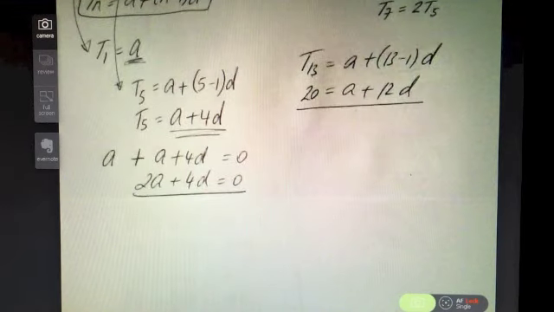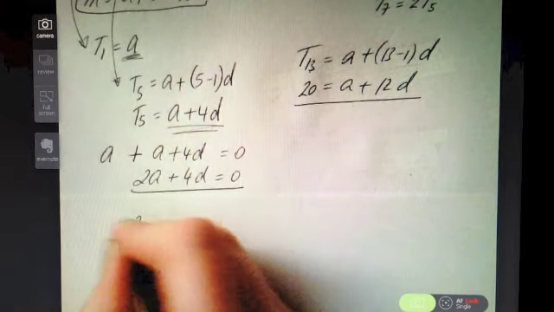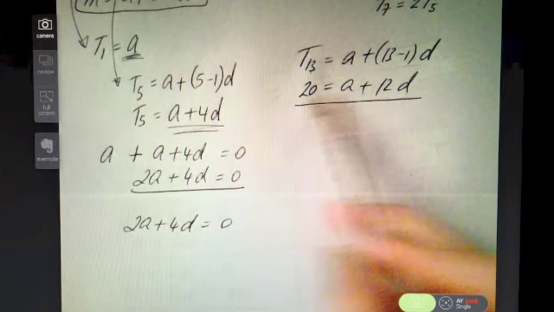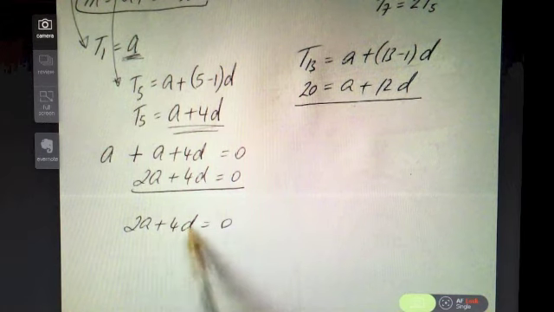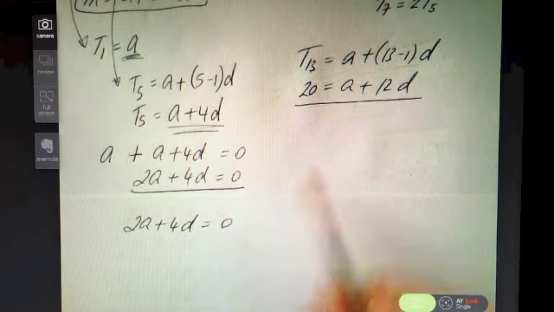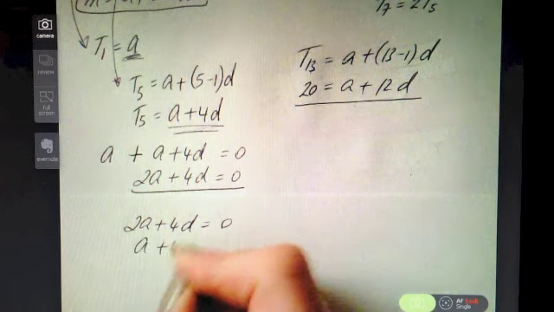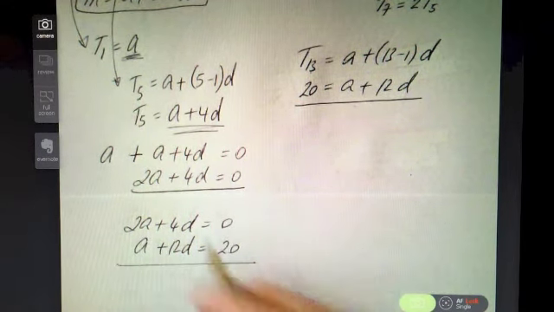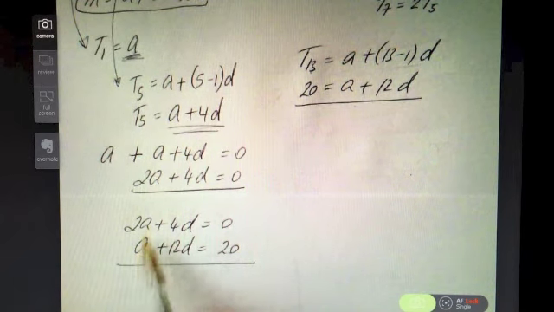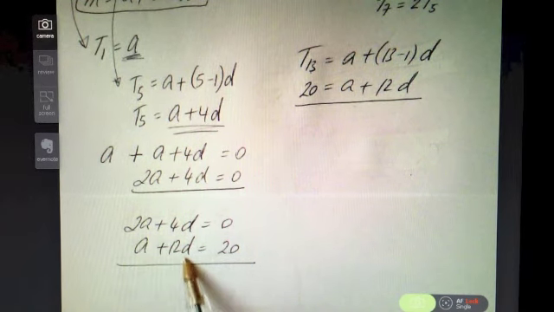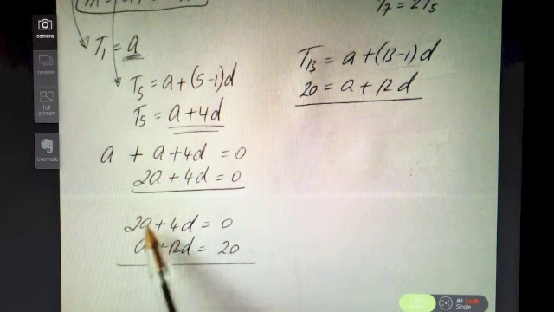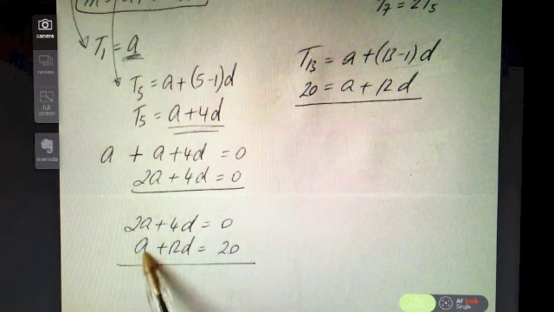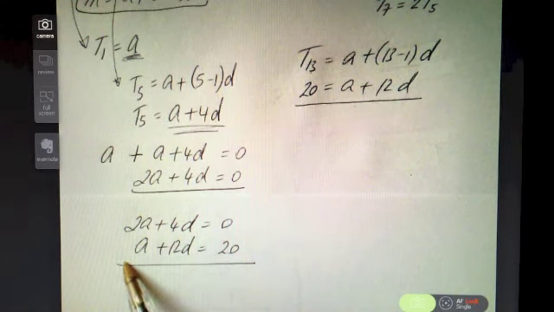So I have 2A plus 4D is equal to 0. And I'm just going to rewrite this now. So I'm putting the A's under the A's, the D's under the D's, and the numbers under the numbers. So I'll put A here, 12D here, and 20 here. I haven't got the same amount of A's here, but it is going to be easier to eliminate the A's than the D's. If I have 2A here, ideally what I want to have here is minus 2A. That would make them cancel.